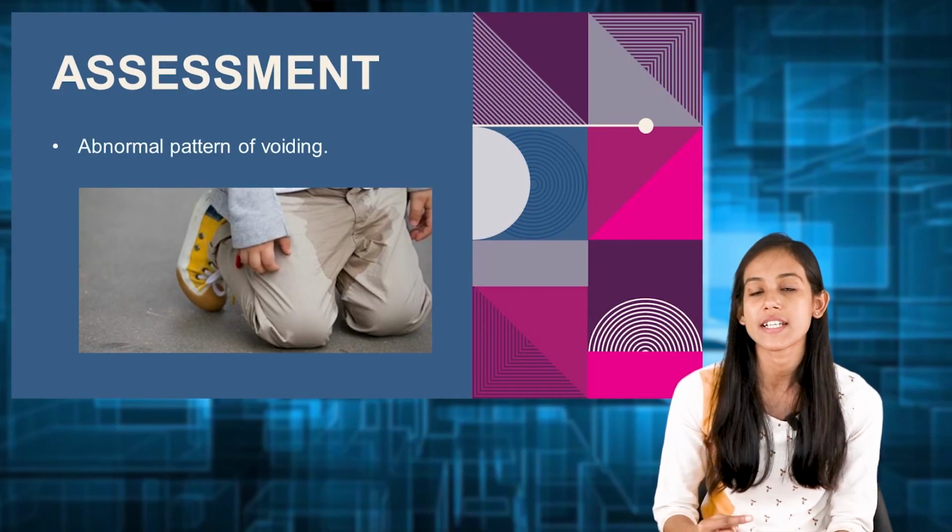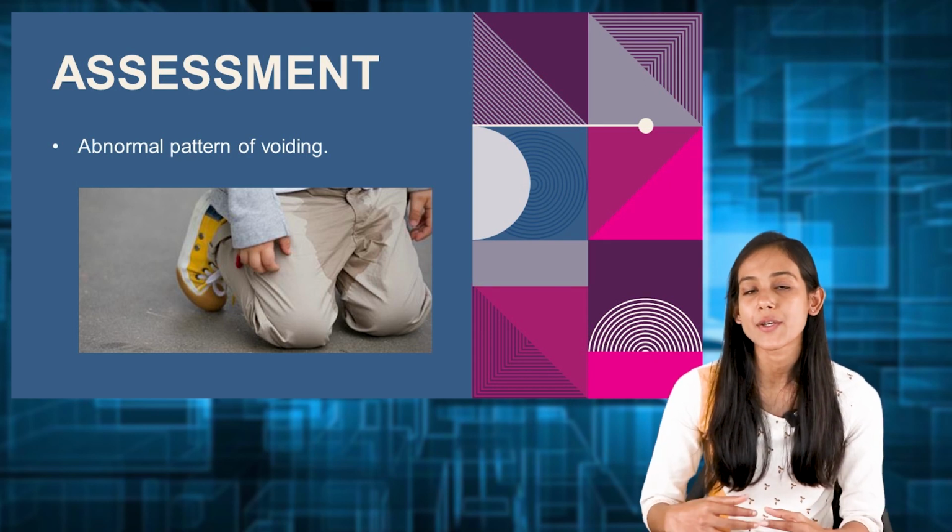Now moving on to the assessment of hypospadias. So if a child comes with hypospadias, what assessment do we need to perform, or how would we be able to understand that it is a case of hypospadias? So the first thing that you would notice is an abnormal pattern of voiding urine.